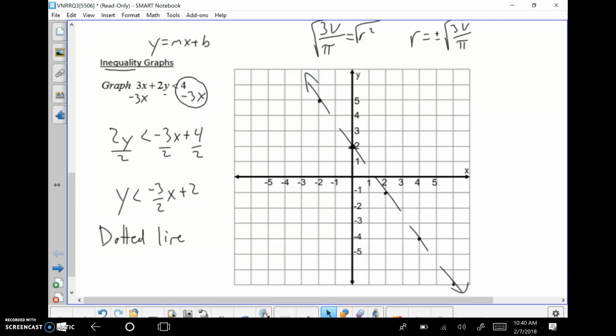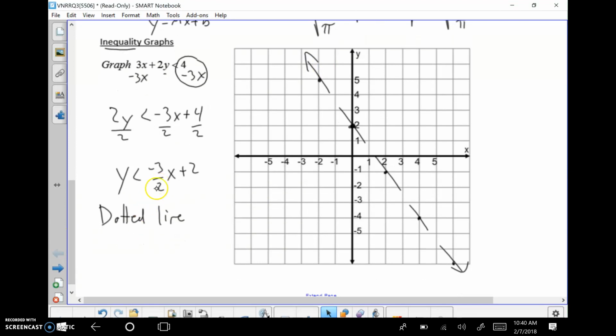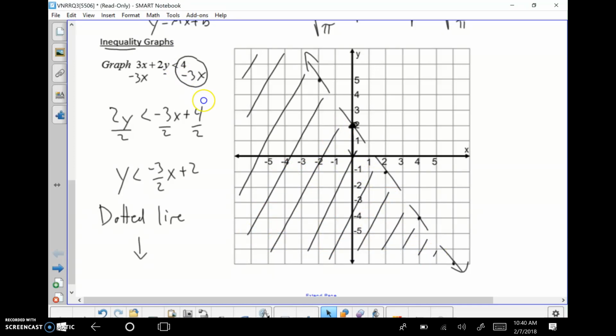And then the last thing is the shading. Don't forget to shade. I have to shade either above or below. Now, because it's a less than symbol, I'm going to shade below. And you could do test points and different things to help you figure this out, but I like to use the y-intercept. The y-intercept is 2. 3, 4, 5 are greater than it. 1, 0, and the negatives are less than it. So since these are the numbers less than my y-intercept, that's the side I need to shade on. So it's going to be this side. I'll shade this entire side because this is where the y-axis is that's less than my y-intercept.